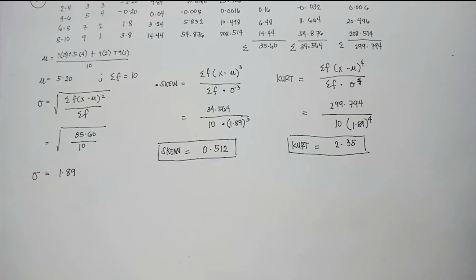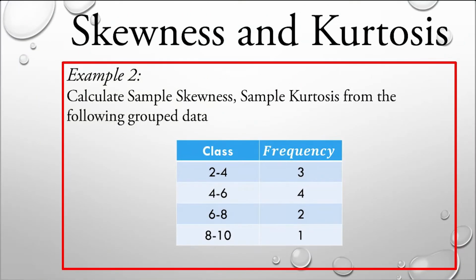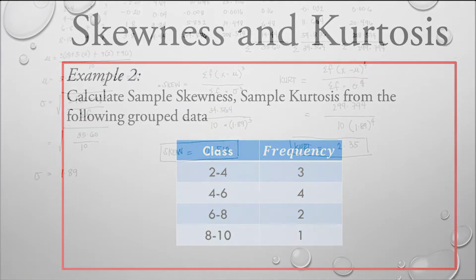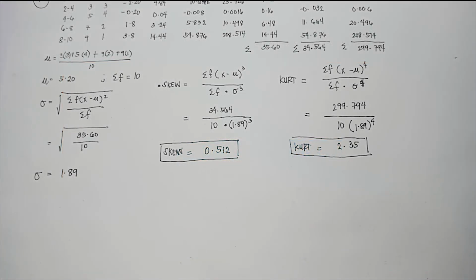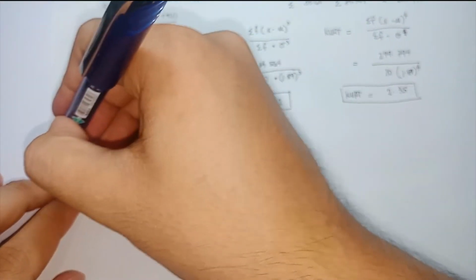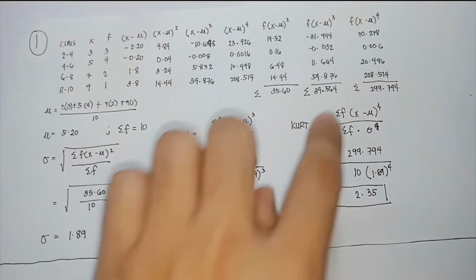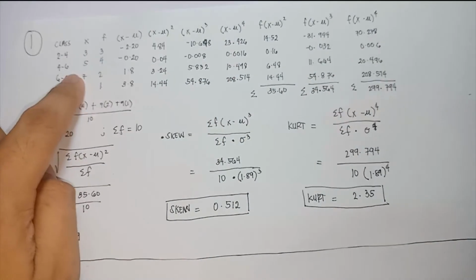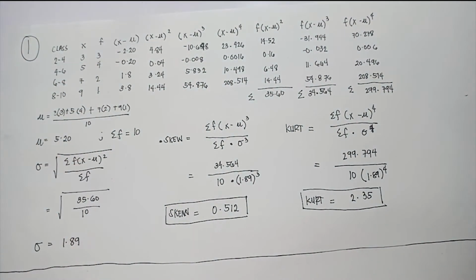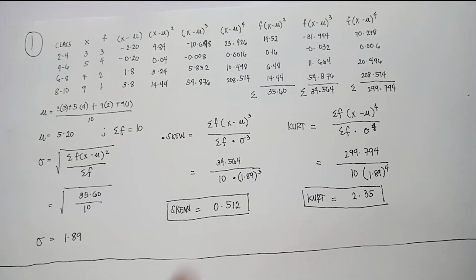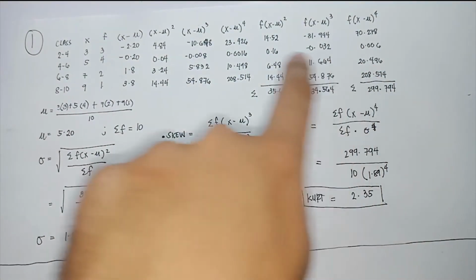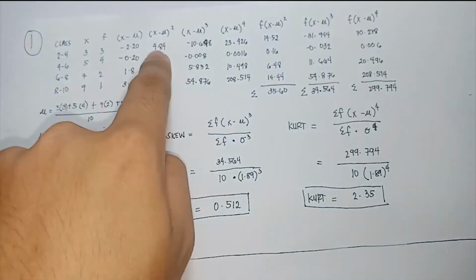So, sa example number 2 natin, ang hinihingi lang naman diyan is sample skewness and kurtosis ng the same group data. Ang iibahin lang natin yung formula. Dito ko na lang ilalagay sa baba, kasi yung table na gagamitin natin ay ito rin. Wala namang nagbago sa value. Same class, same f. So, the same lang yung makukuha natin na to. Okay?